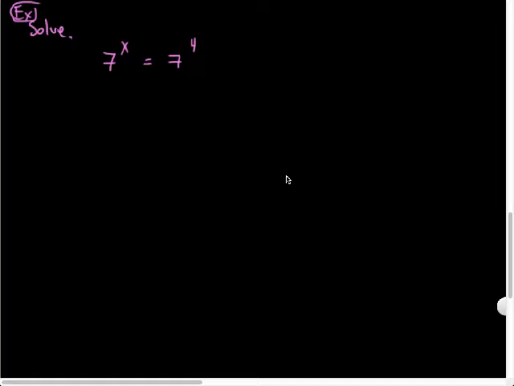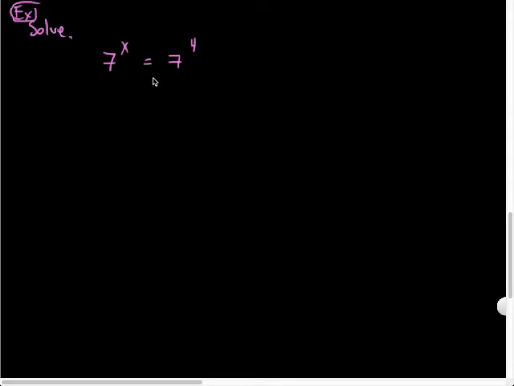We've never solved for a variable within an exponent before, so that's new to us. But looking at this, what are your thoughts? X should what? 4. X equals 4. Why do you say that? Because it's the only thing that's different. Yeah, it's the only thing that's different between these two.